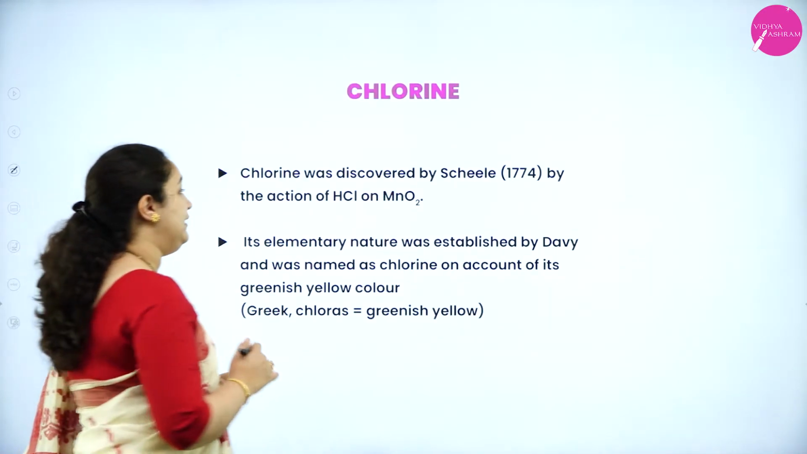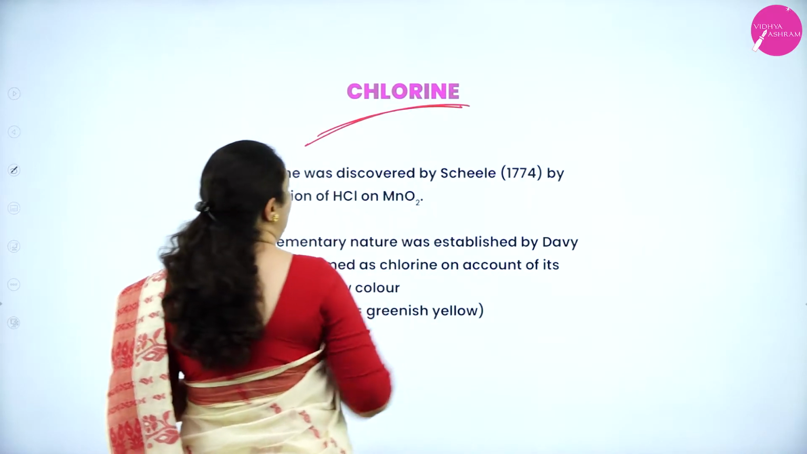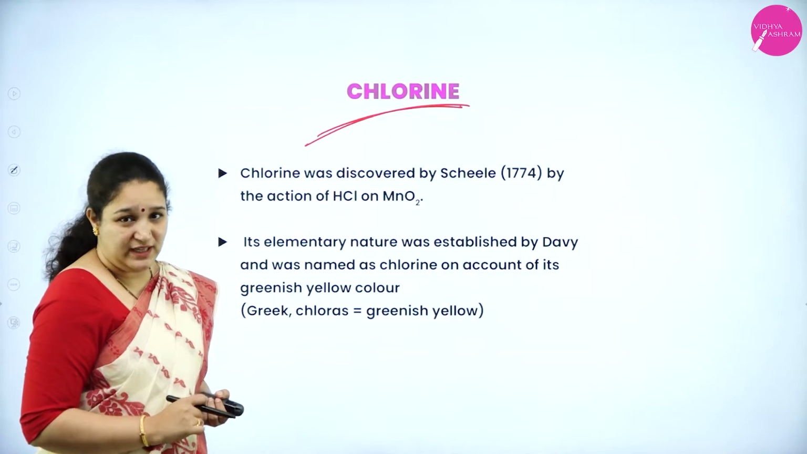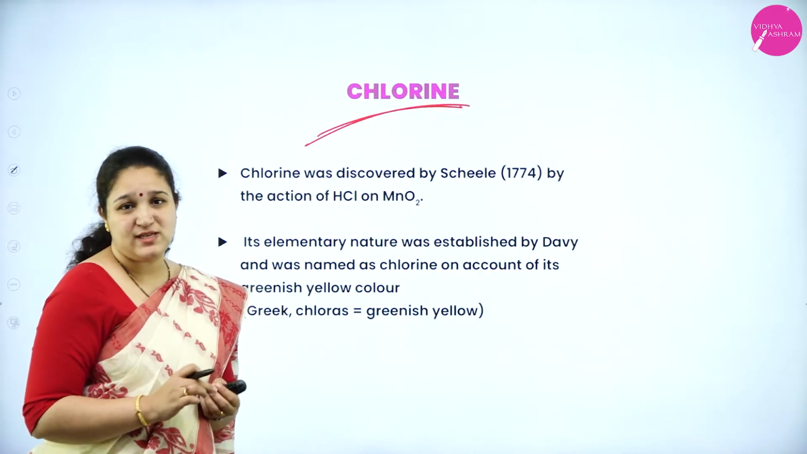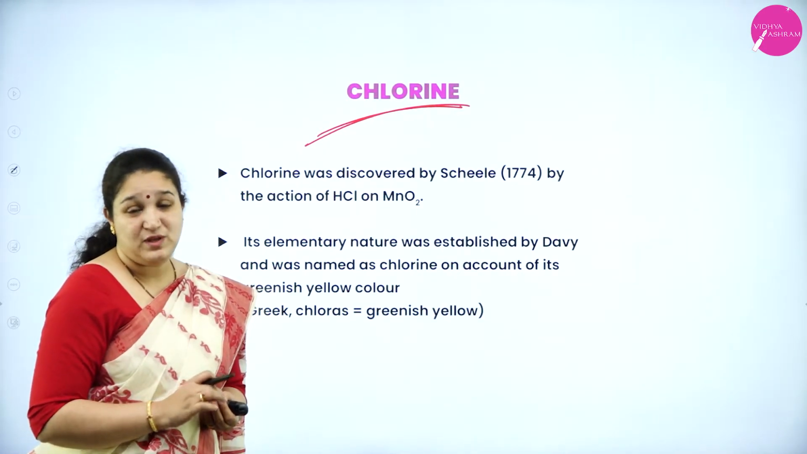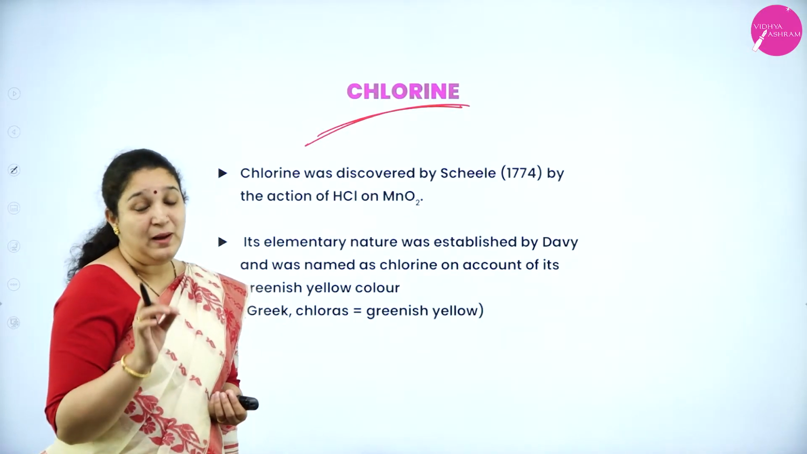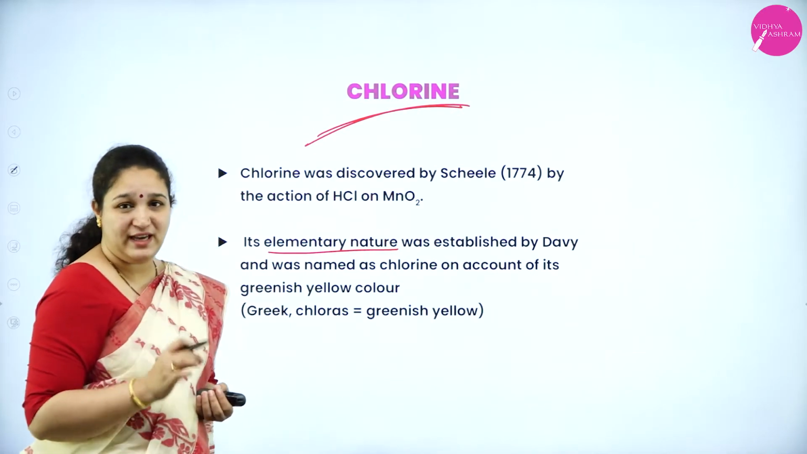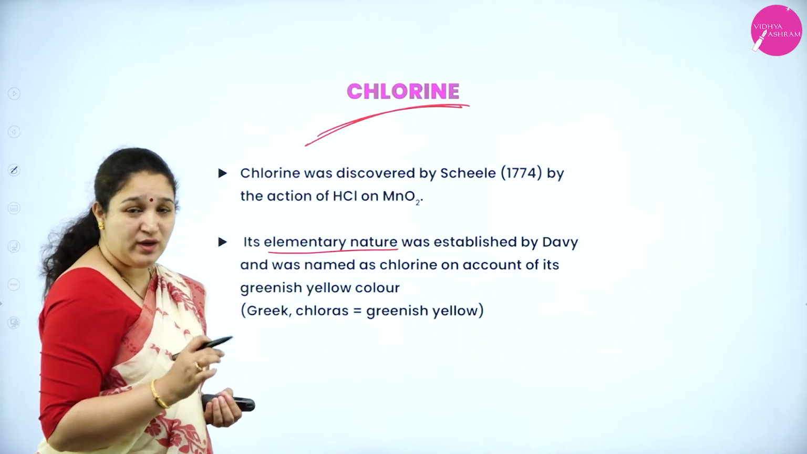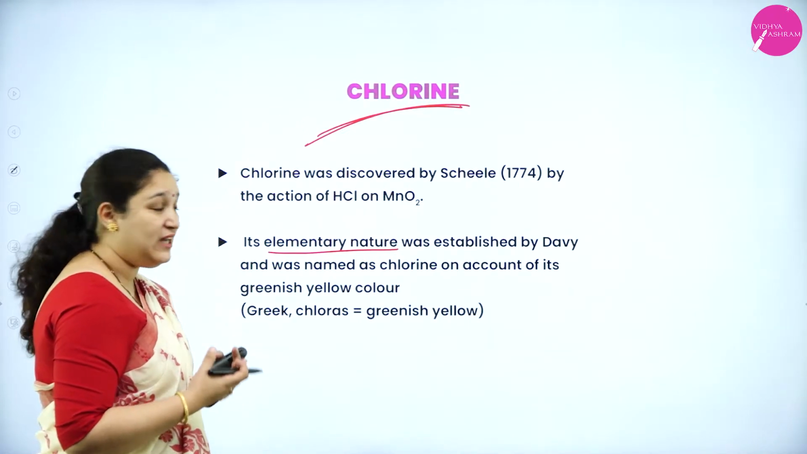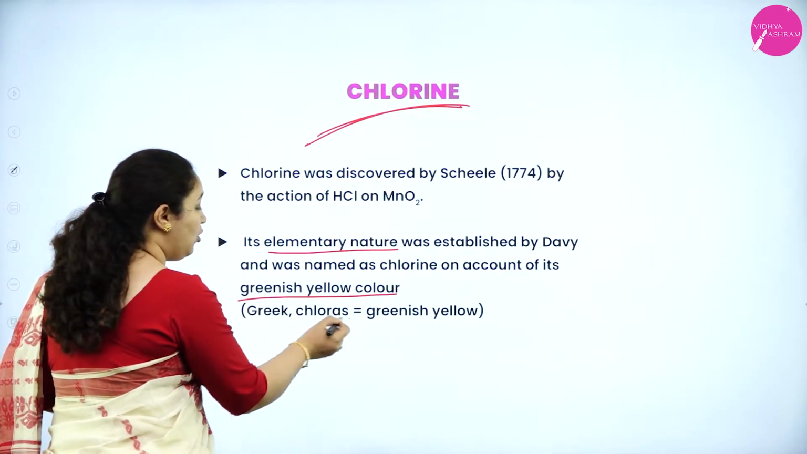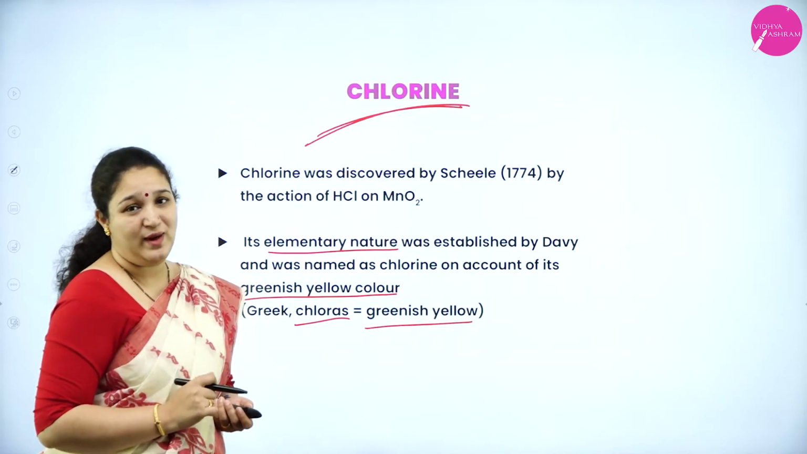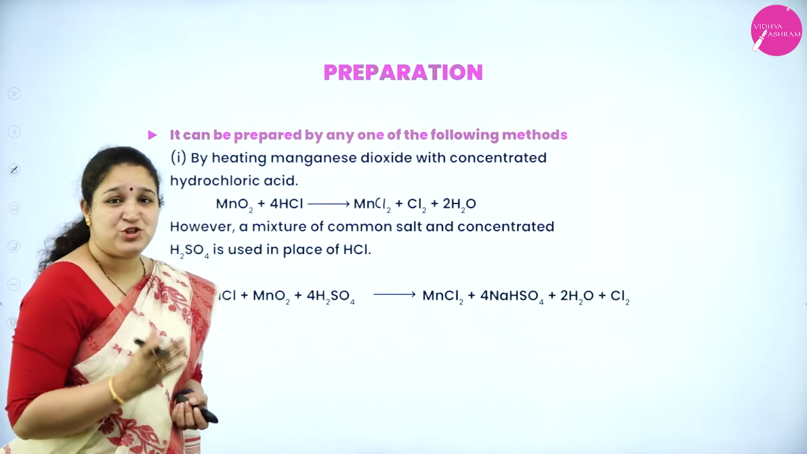Next is about chlorine. We'll go into details of chlorine. Chlorine was first discovered by Scheele in 1774 when manganese dioxide was treated with HCl. So it is discovered by Scheele, but the elemental nature was established by Davy and it was named chlorine because the gas was greenish yellow in color, and chloros means greenish yellow, that's why the name chlorine came into existence.